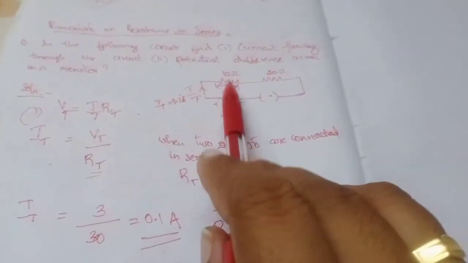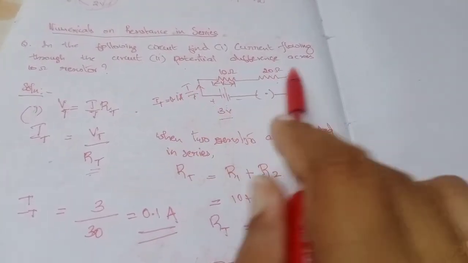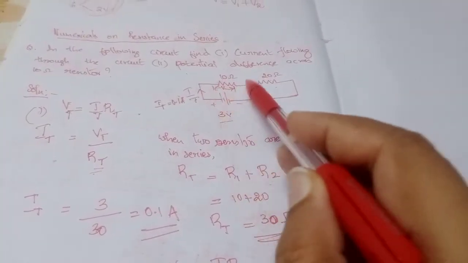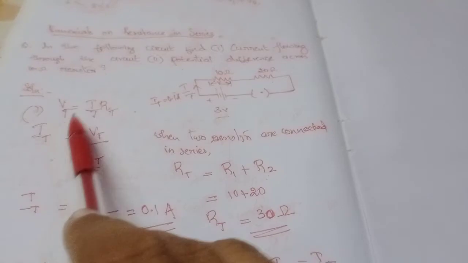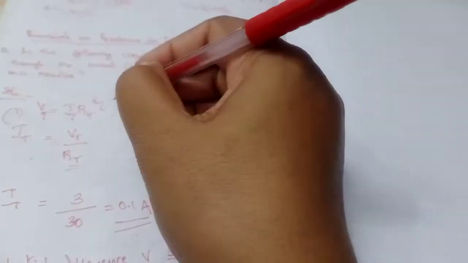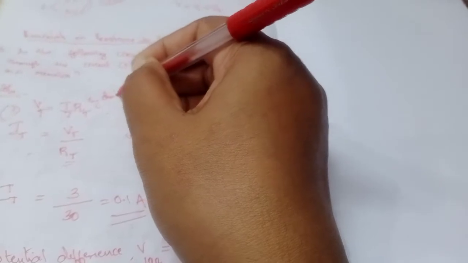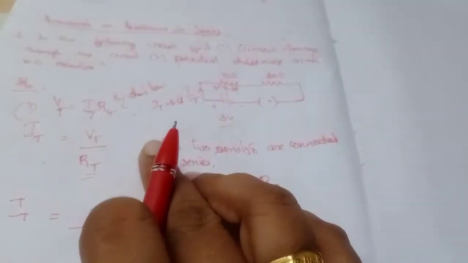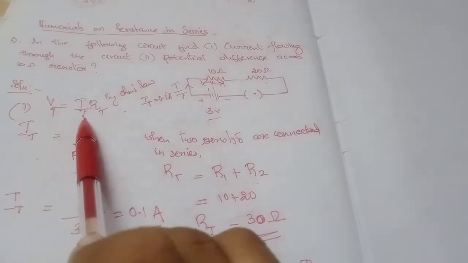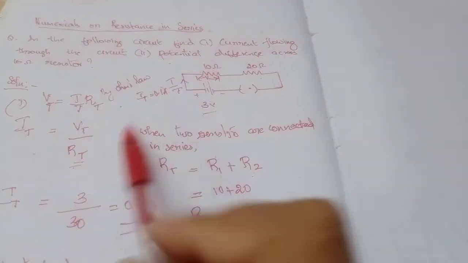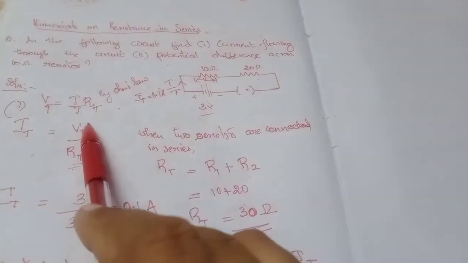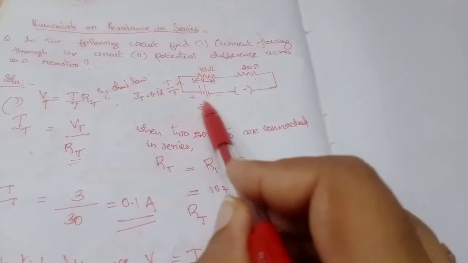So the given question is, we need to find the total current in the circuit, and we need to find the potential difference across this 10 ohm resistor. We know that V is equal to I into R. This is how we are writing this equation. It is by Ohm's law. So V, the total voltage, is equal to total current into total resistance. So from this we can write IT is equal to VT by RT. VT we know is given as 3 volt.